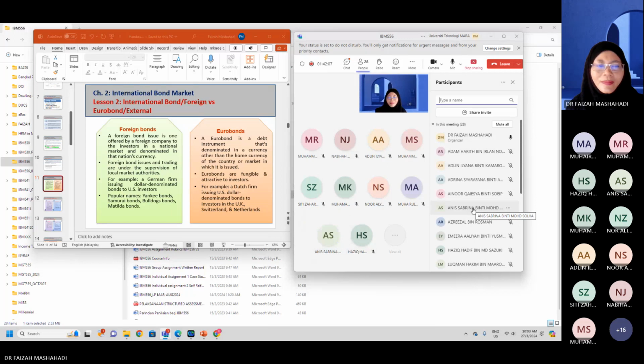German company issue bond in London denominated in British pound. That one is what bond? Bulldog bond. Bulldog bond. Yankee bonds?